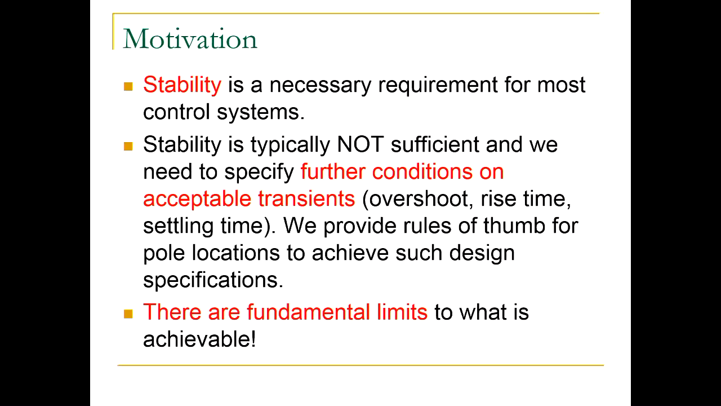You have to achieve stability, but it's often not enough. And then you need to specify, typically, further conditions on what acceptable transients are. For instance, if you are designing a control loop for room temperature control in this room, and you say, okay, my settling time is 5 years. Yeah, I will get to 20 degrees in 5 years, right?